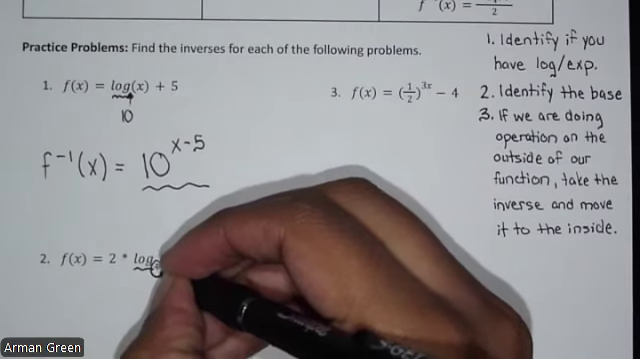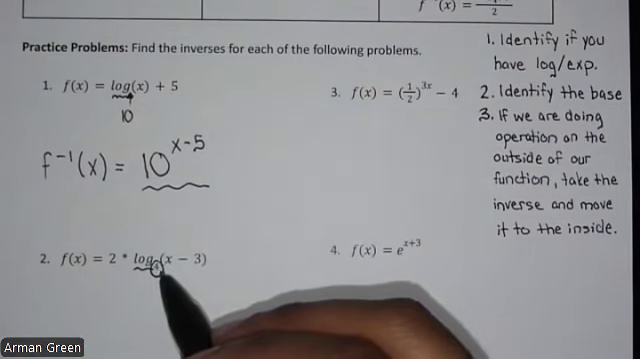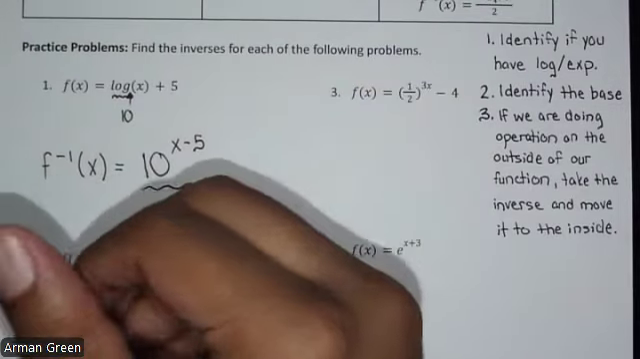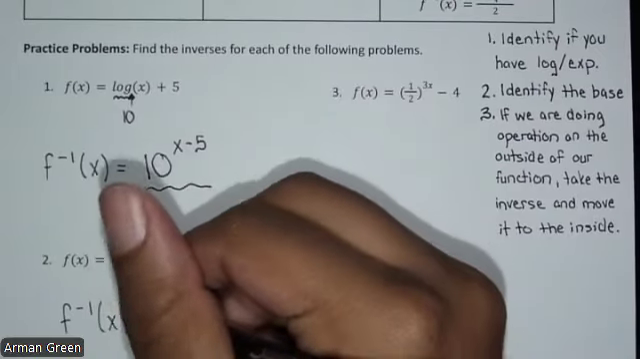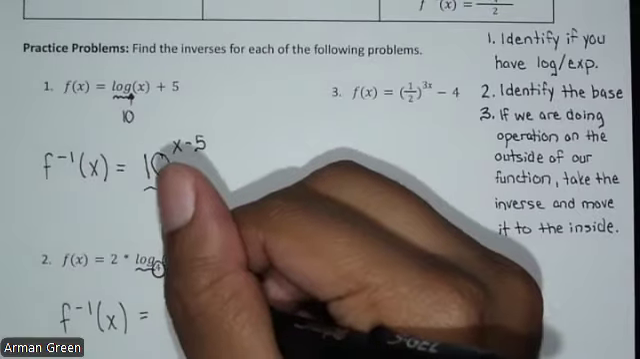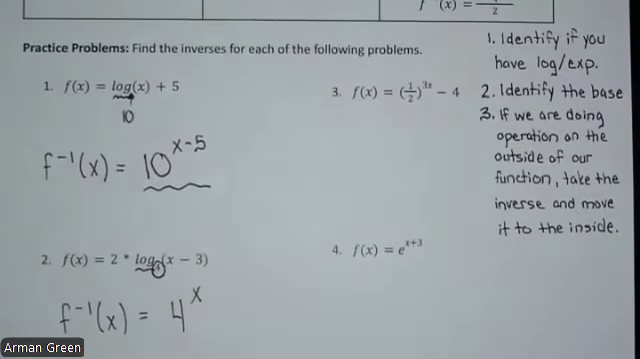Well, the base in this case is 4. So now when we write out our inverse, we know that the foundation of our inverse is going to be 4 to the power of x. So that's what we're starting with. All right, but we have a couple of other things that we need to account for.